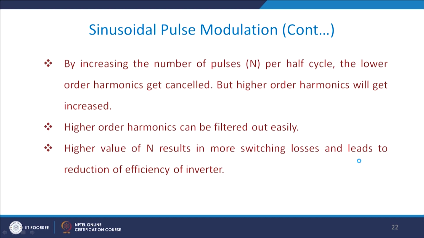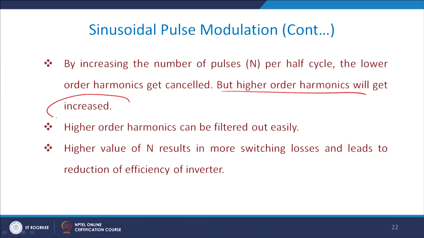By increasing the number of pulses n per half cycle, the lower order harmonics get cancelled, and you are shifting the spectrum according to the ratio. If it is a 1 kilohertz carrier frequency and a 50 hertz cycle, you will be shifting this frequency band by 20 times more. But the higher order harmonics will increase, that is basically the issue.